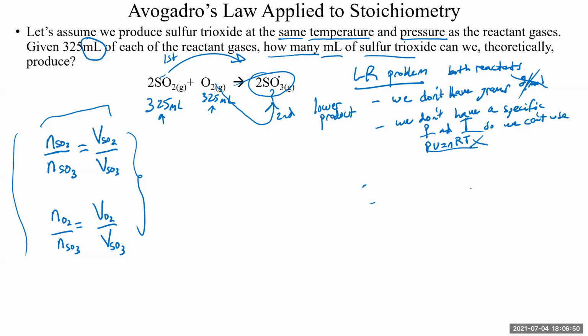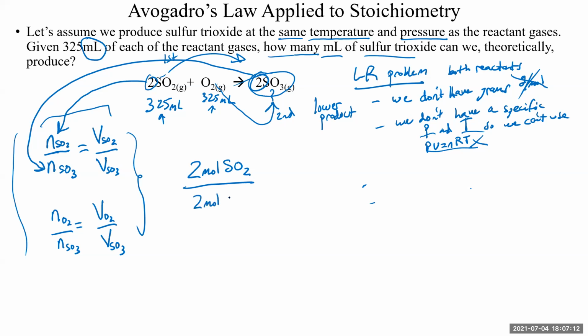So what that tells me is that my moles of sulfur dioxide, I'm going to get my moles from the stoichiometric coefficients. So my 2 fits over here, my 2 over here fits over here. So I have 2 moles of sulfur dioxide to 2 moles of sulfur trioxide, so that's a 1-to-1 ratio, equals my volume.